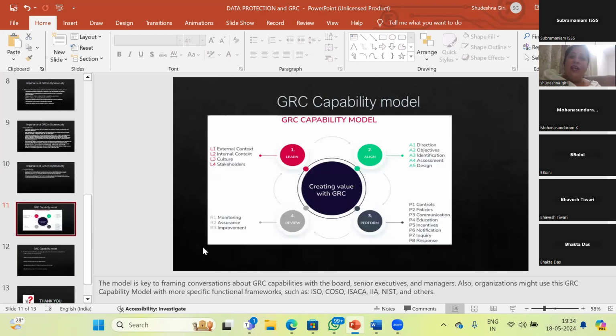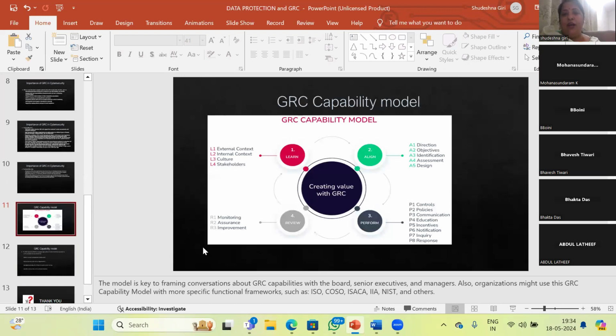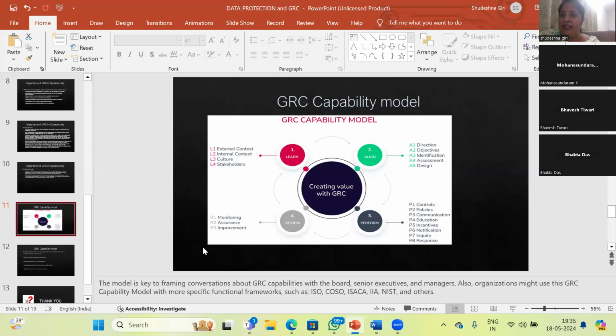Now coming to the model which we may use, the GRC capacity model. This is a very high level model I'm giving you. There are 4 pillars of this model: learn, align, perform, and review. What is learn? You understand your stakeholders, what is the dependency of your stakeholders, what is the objective of stakeholders, and then you align your business objective with the strategies.